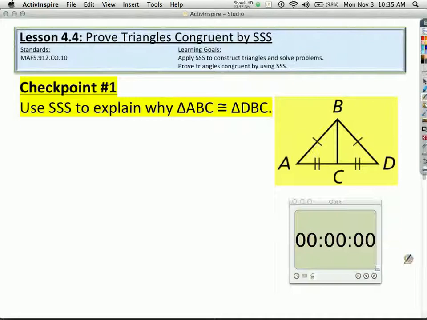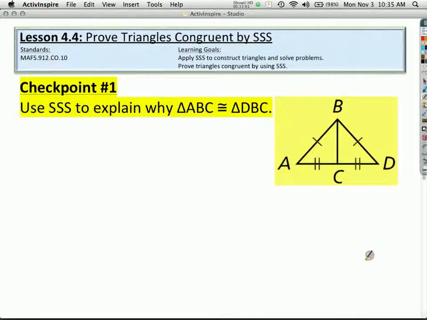All right, so how could you use side, side, side to say that those two triangles are congruent? How could you do it? Chris? Okay, so first of all, line segment AB and line segment DB are congruent to each other. Good, and I love how you paid attention to the order of the letters. That was very good. Go ahead, keep going.